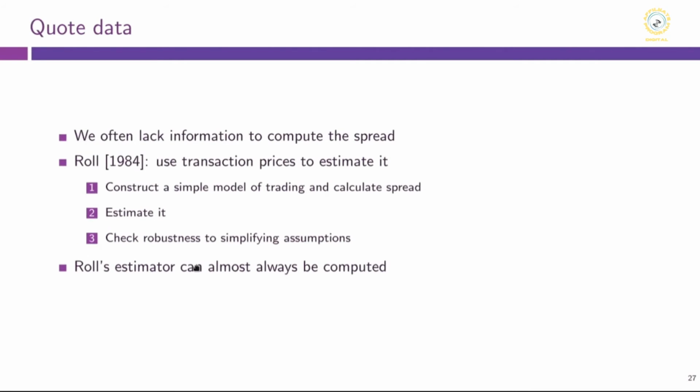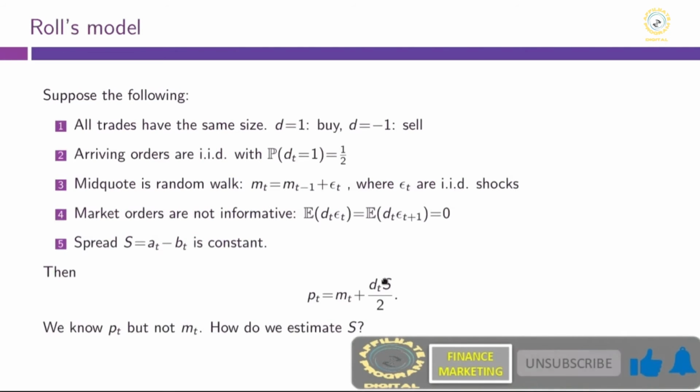Here, a popular way to go is to use the Roll measure from 1984, which builds a simple model. This paper builds a simple model that allows you to estimate the spread without actually knowing the quotes, and it only uses data on transaction prices, so you can compute it with very weak data. Transaction price data is the one that's easiest to obtain. So how does this magic work?